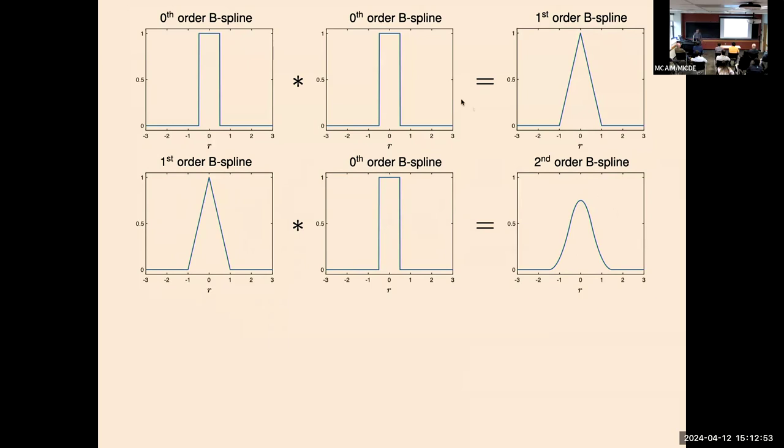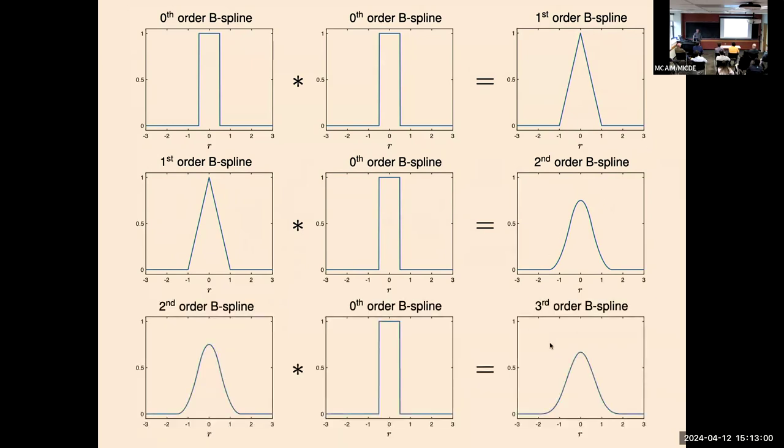So the initial one is discontinuous. This is continuous, but not continuously differentiable. This guy is continuously differentiable, and you can keep on going. Every time you convolve, the thing smears out a little bit more. And so you have to balance how concentrated do you want things? How smooth do you want things? But this procedure, if you renormalize, eventually converges to a Gaussian.